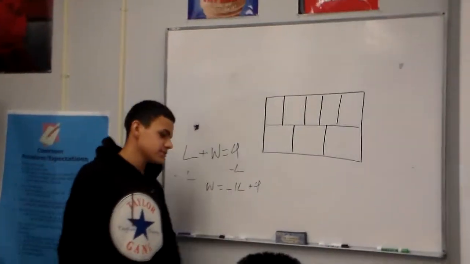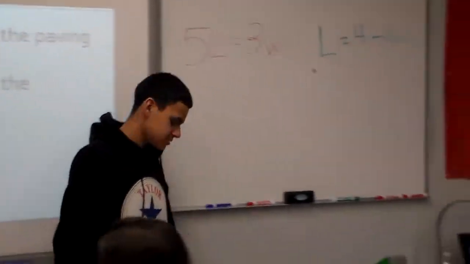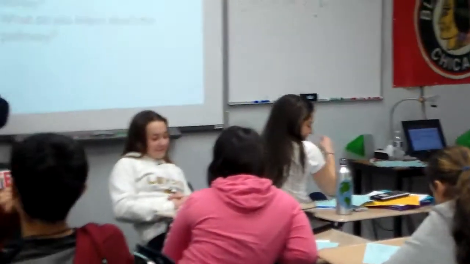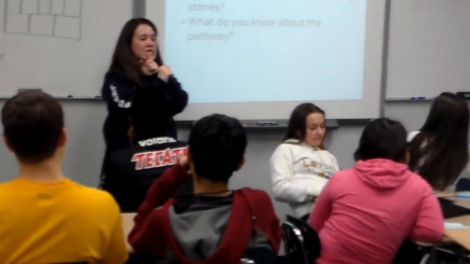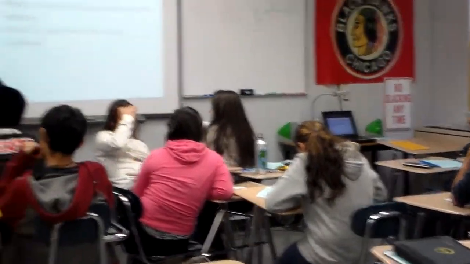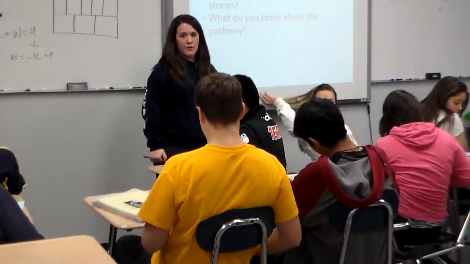And then once we graph it, we use the intersection point to find the length and the width. Did everybody hear that? Say that one more time nice and loud. Good. You graphed the one line, you graphed the other one, and then you found this intersection point. What was the intersection? 2.5, 1.5. So what does that mean in context to this problem? The length is 2.5 feet and the width is 1.5.